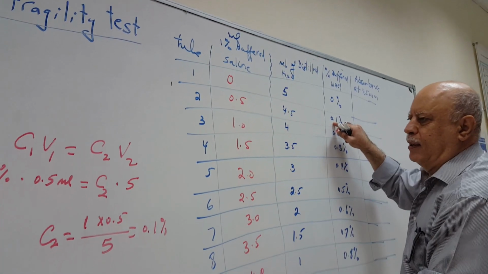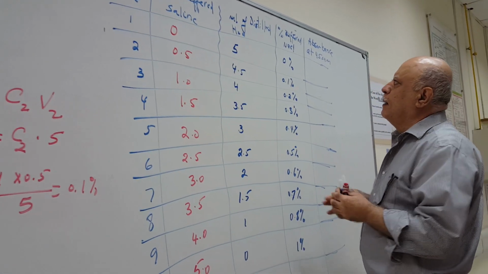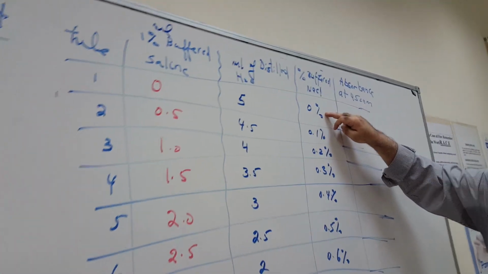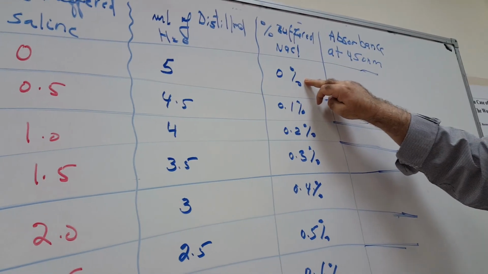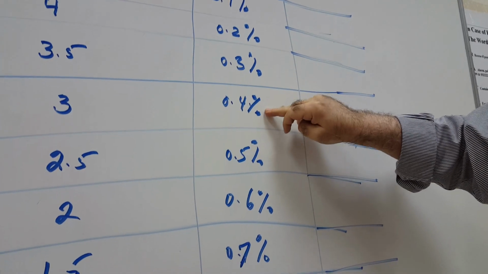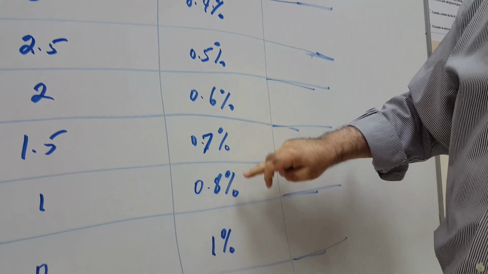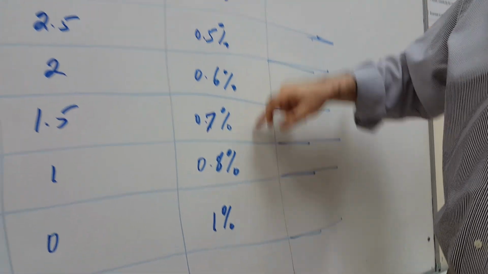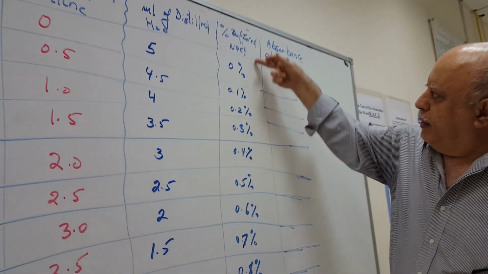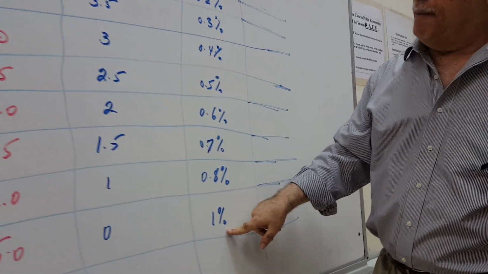And we do the same thing for the rest of the tubes. So this is what we get. Tube number 1 is 0.0%, then 0.1% saline, 0.2, 0.3, 0.4, 0.5, 0.6, 0.7, 0.8, and 1%. All these are hypotonic, and the last one is hypertonic.